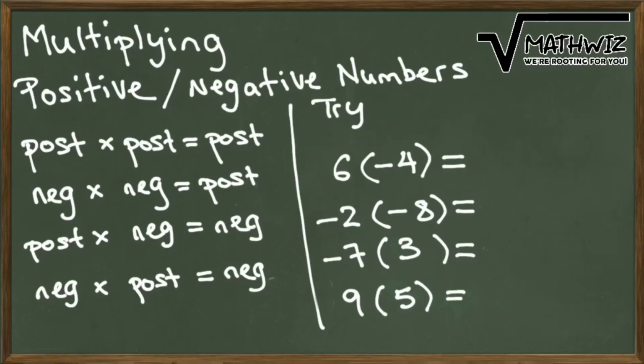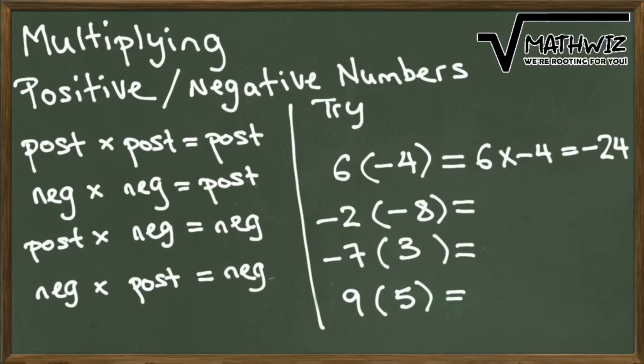Okay, so these are the questions that you will try on your own. So just be sure to press pause and then work them out, and then you can press play for the solution. Provided you worked those on your own, for the first one, we have 6 open bracket minus 4, and so that is going to be 6 times negative 4. So that's positive 6 times negative 4. A positive times a negative gives us a negative, and 6 times 4 is 24.